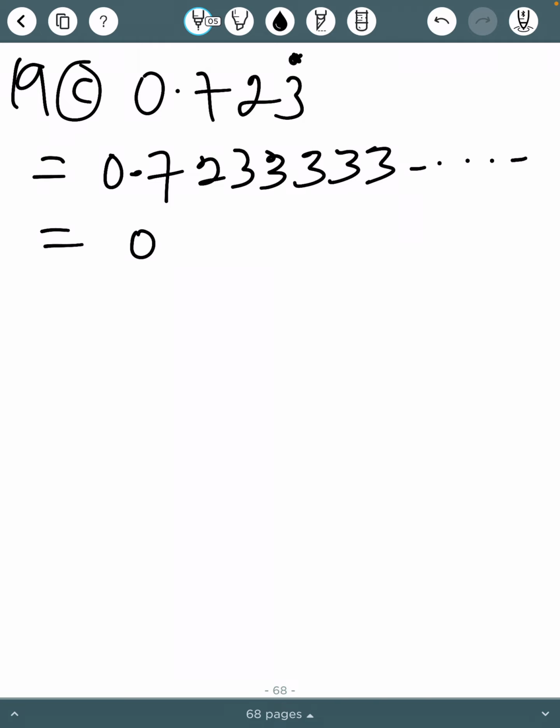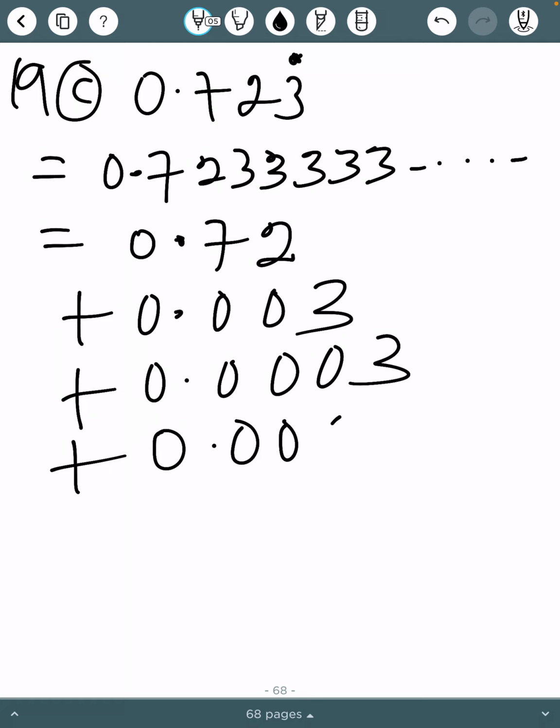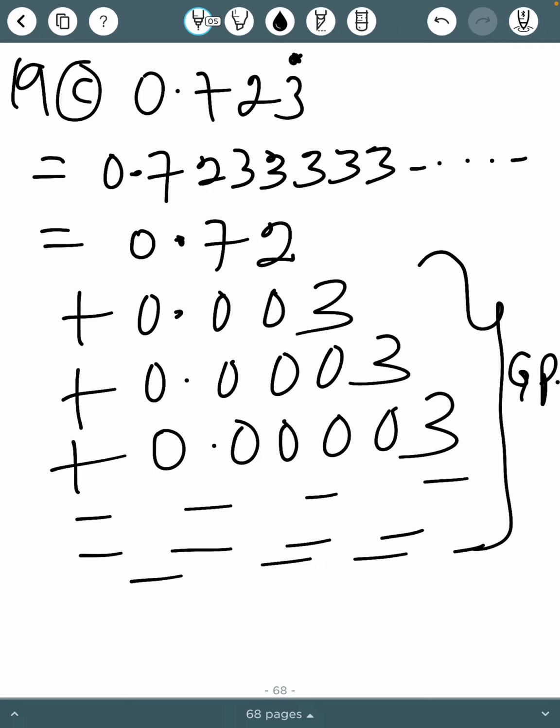So that means here you can write the number as 0.72 plus 0.003 plus 0.0003 plus 0.00003. So you will notice here that, if you continue like this, these numbers down here form a geometric progression. So that means your 0.72 is separate, then these others form a geometric progression.